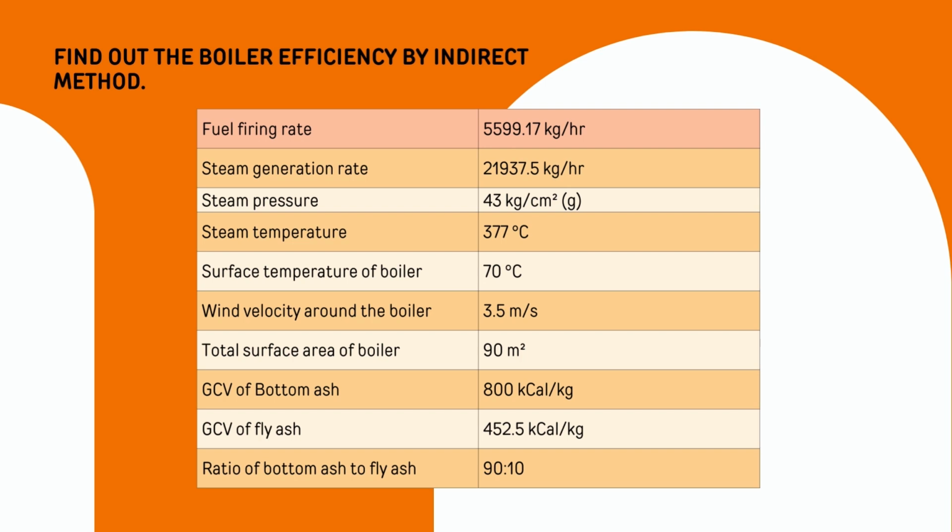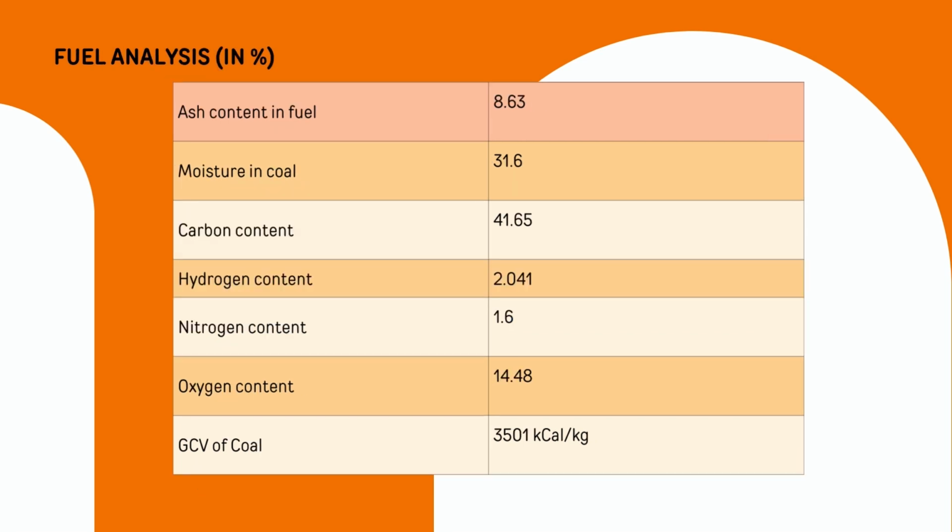GCV of bottom ash is 800 kilocalorie per kg. GCV of fly ash is 452.5 kilocalorie per kg. Ratio of bottom ash to fly ash is 90:10. Fuel analysis in percentage. Ash contained in fuel is 8.63. Moisture in coal is 31.6. Carbon content is 41.65. Hydrogen content is 2.0413. Nitrogen content is 1.6. Oxygen content is 14.48. GCV of coal is 3501 kilocalorie per kg.